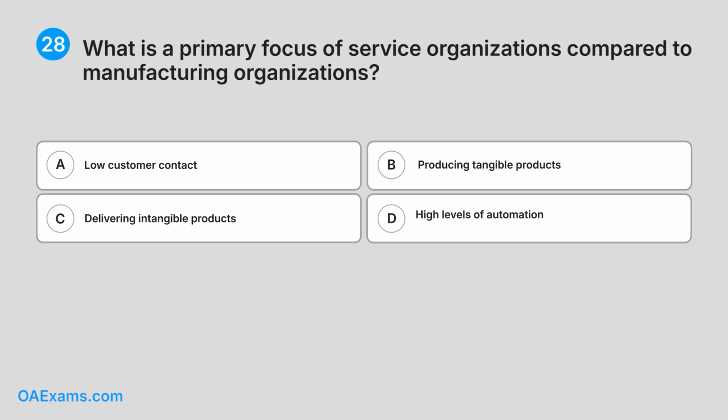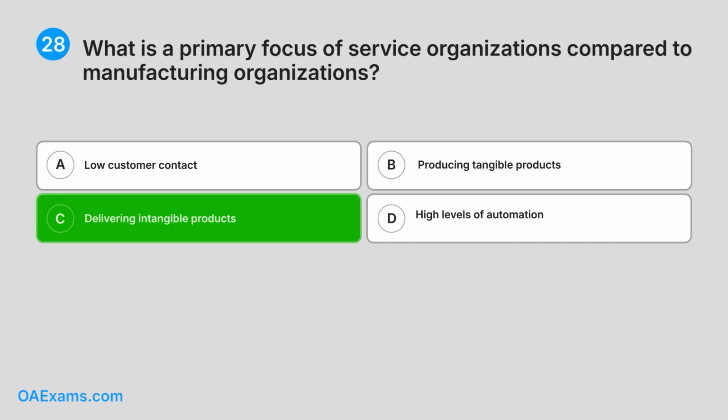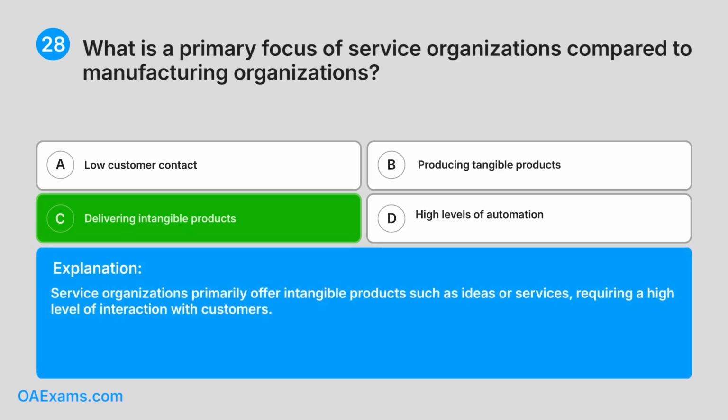Correct answer. C. Delivering intangible products. Explanation. Service organizations primarily offer intangible products such as ideas or services, requiring a high level of interaction with customers.